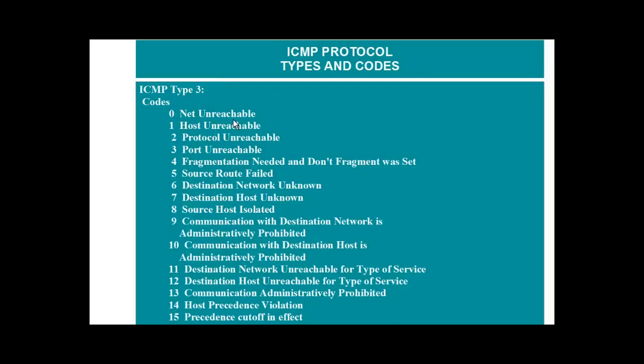0 stands for net unreachable, 1 is host unreachable, 2 is protocol unreachable, and so on. And you can check from this diagram or this slide that it has 16 codes basically, and most of the codes are very important. You can see 7, destination host unknown, and destination network unknown. So while troubleshooting networks, I hope you will find these codes very valuable. So let's go back to our CentOS box.